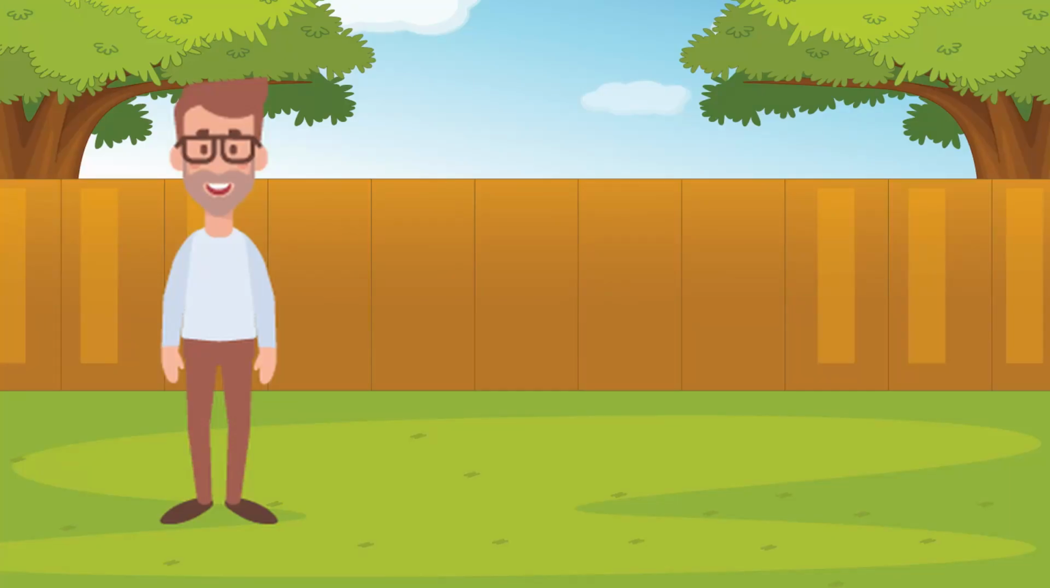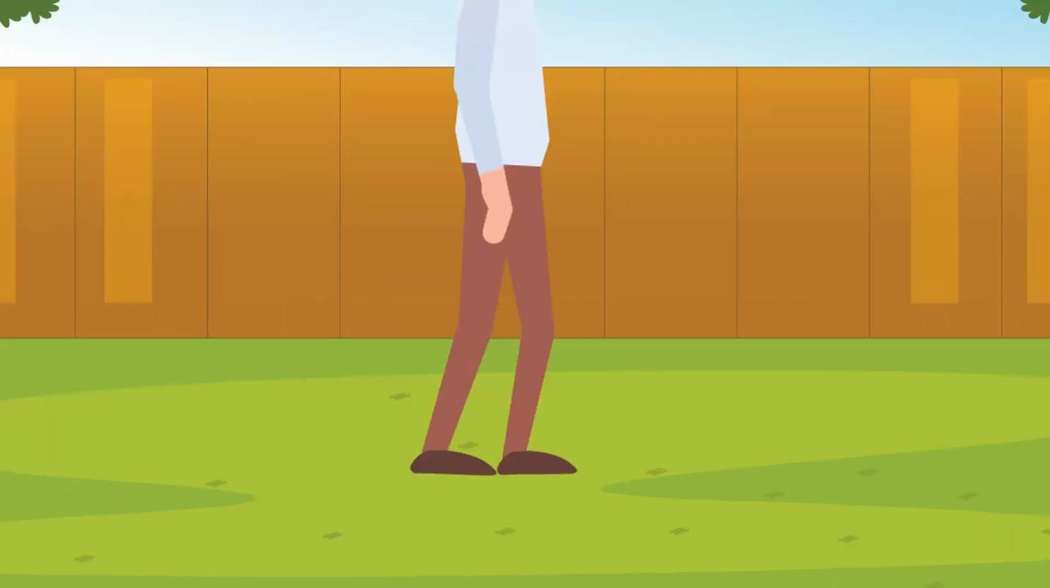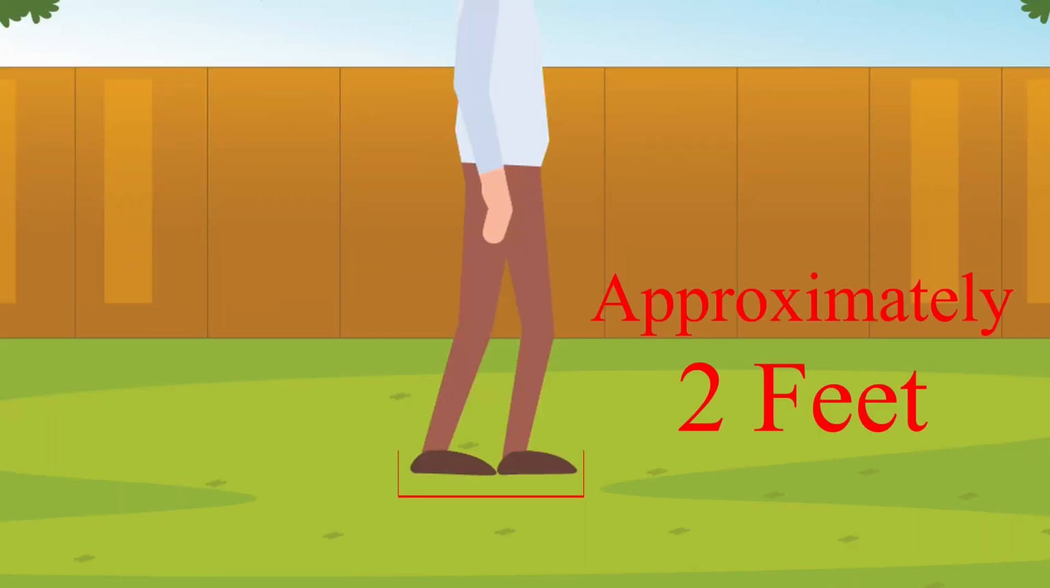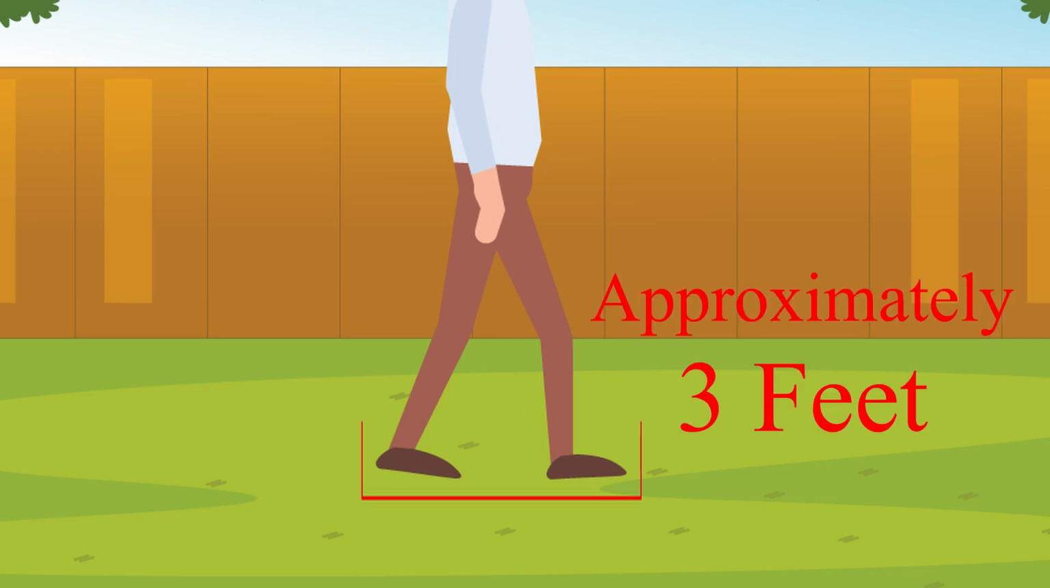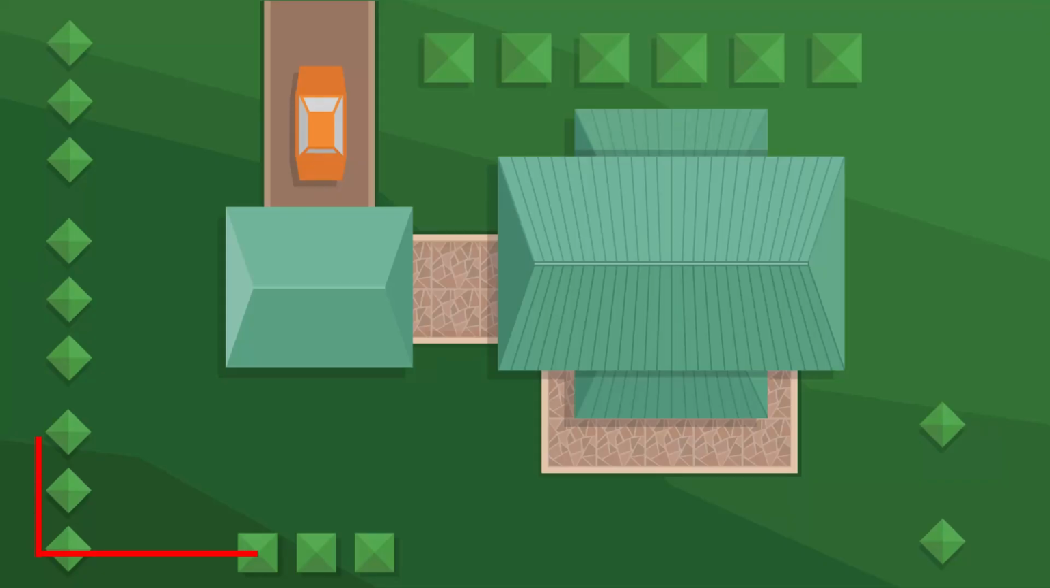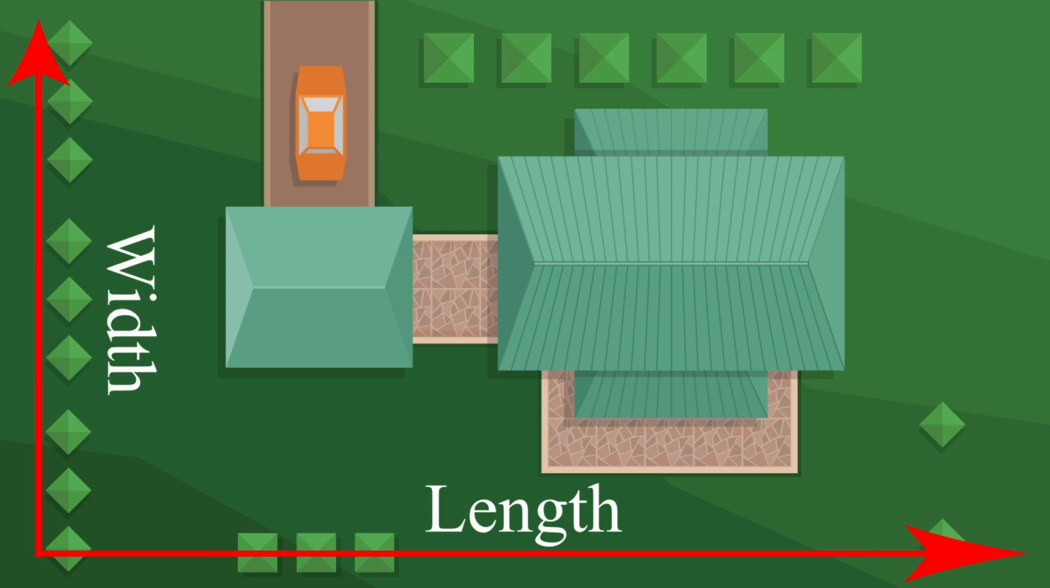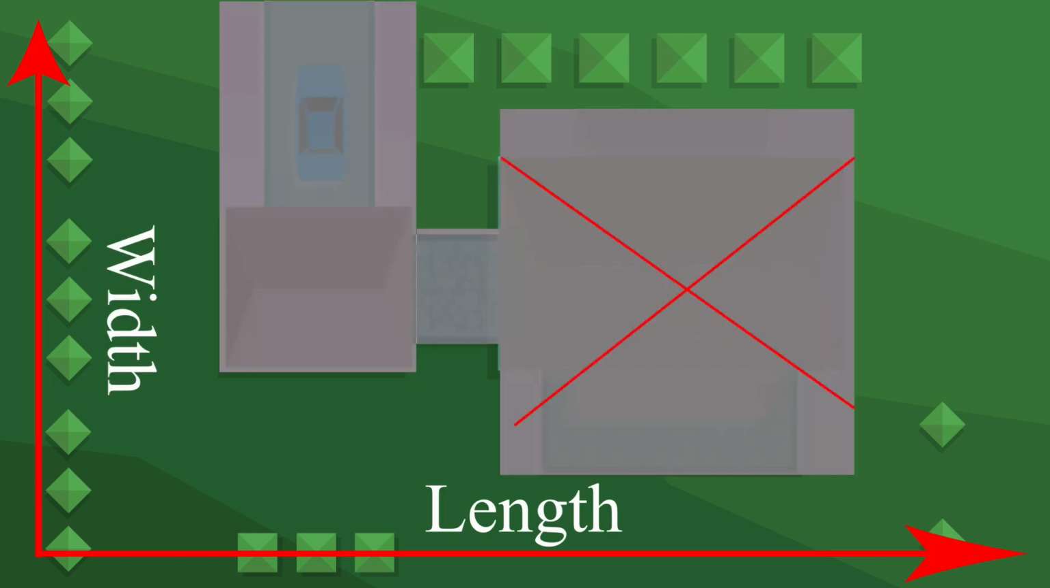Another way you can easily measure it is to walk off your yard. Count your steps by placing one foot in front of the other. You can also count your strides while walking your lawn. One stride is approximately 3 feet. Multiply the length times the width to get your total square footage. Subtract your house, foundation, driveway, gardens, and anything else in your lawn from the total.